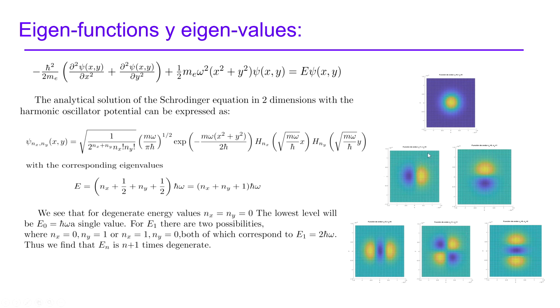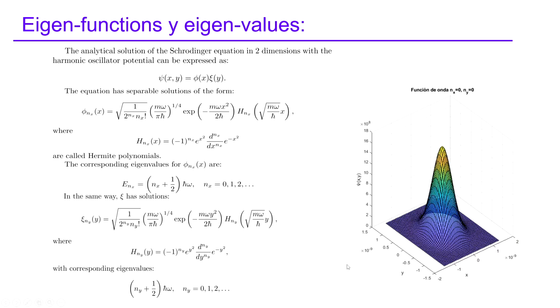This is for n x equal 1 and n y equals 0. And this is for the second excited state. So, how do we obtain the solution, right?